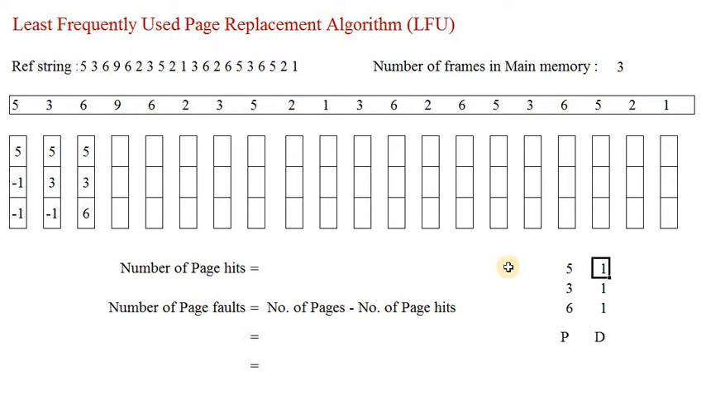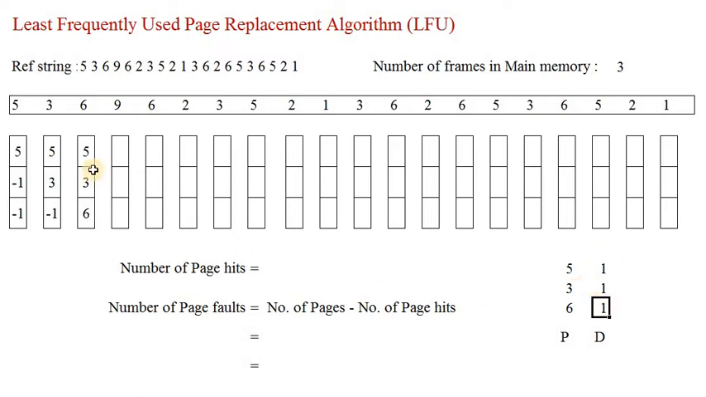Now for 5, 3, 6, all 3 are the same. For inserting 9, we need to check these degrees. Whichever page has the least degree will be removed and the new page will be inserted in that place. But here, all 3 degrees are the same. If one page had a least degree, that would be removed, but here all 3 are the same. So in this situation, apply the FIFO, first in first out page replacement algorithm concept, whenever all the degrees are the same.